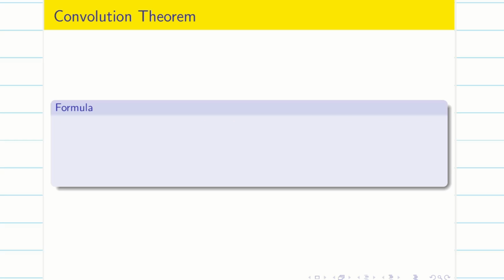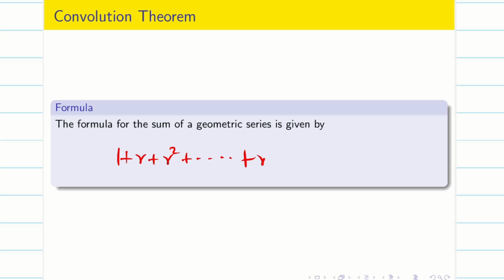And now, do you remember the geometric series formula? 1 plus r plus r square, etc., up to r power n is equal to 1 minus r power n plus 1 divided by 1 minus r. Similarly, sometimes we can write this with a. This formula is going to be useful for solving inverse Z transform using convolution theorem. Let us go into the problem.